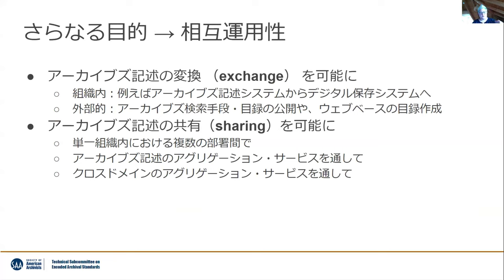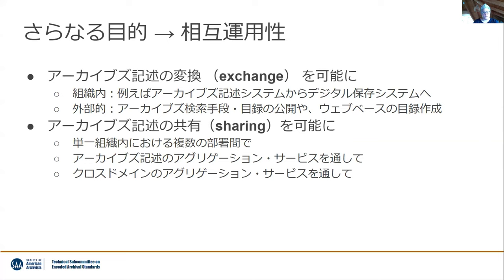Coming back to what we talked about in the beginning, the extended objective of this essentially is interoperability. So enabling the exchange of these consistent and easy to retrieve archival descriptions. And that might be just for internal purposes. So for example, if you want to exchange information between your archival description system and a system that you might be using for digital preservation, but also for external purposes. So for the publication of archival finding aids on your own website, or for the creation of a web-based archival catalog.